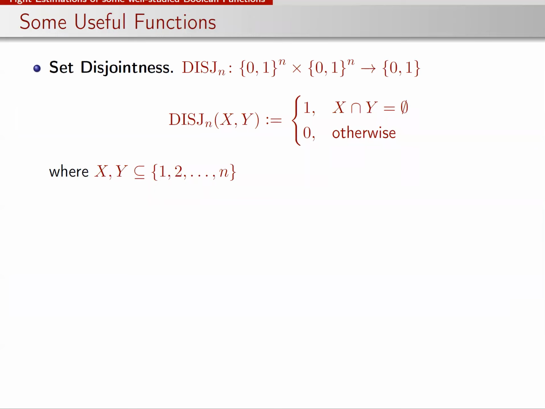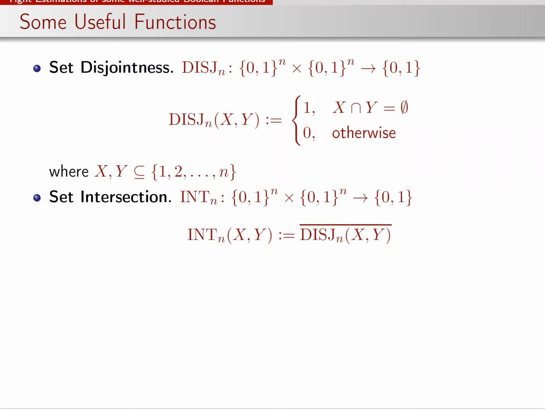And finally, we accurately estimate P4-free partition and cover numbers for some well-studied Boolean functions in circuit complexity. So let me introduce those functions. The set disjointness function takes as input two sets, and the output indicates whether they are disjoint or not. The set intersection function is the complement of the set disjointness function.